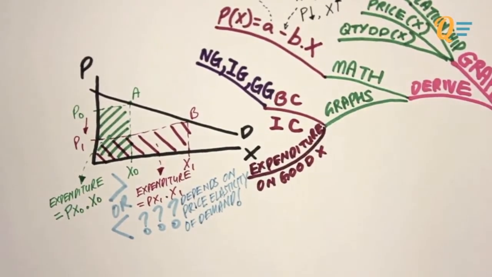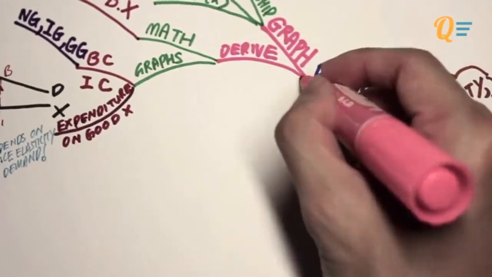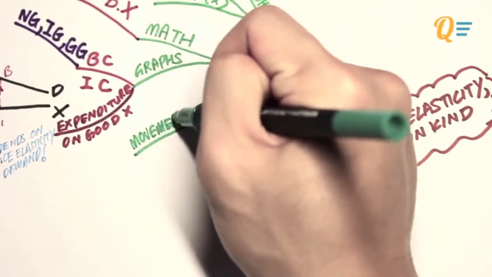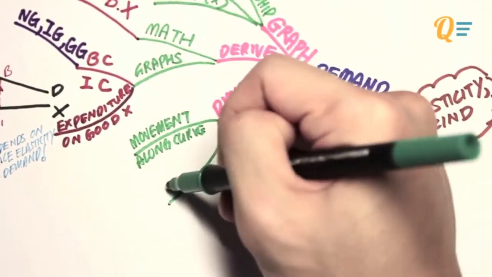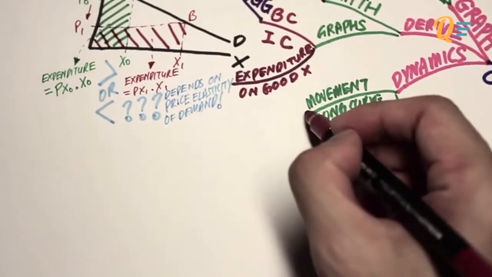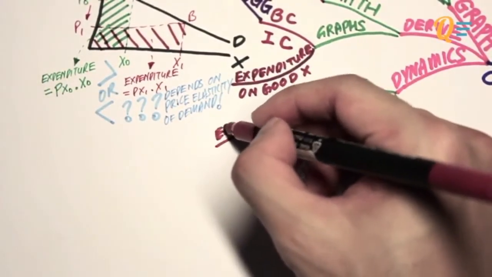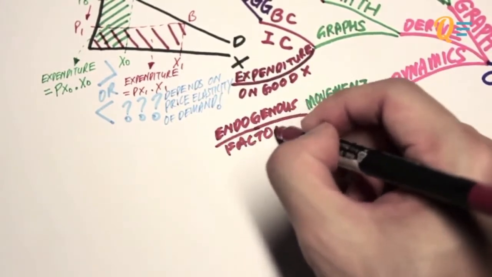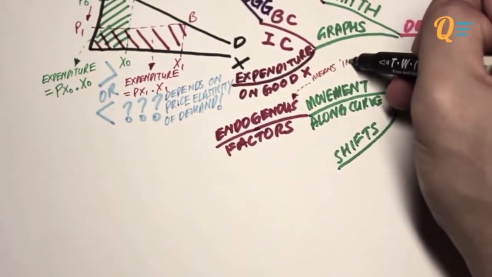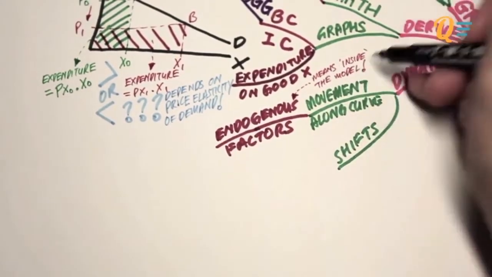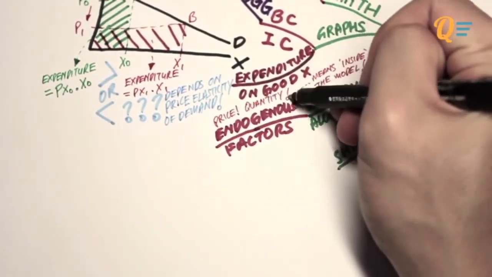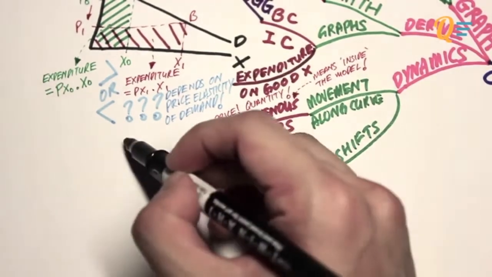For now, we're going to talk about how the demand curve is going to move. So we're going to talk about the dynamics of the demand curve now. Two types of dynamics would be a movement along the demand curve or a shift of the entire demand curve itself. So let's talk about the first one first. Whatever causes a movement along the curve are endogenous factors. So what are endogenous factors? They are basically factors that are inside of the model. And in our two-dimensional model, we only have two types of factors, which is the price of X and the quantity of X.